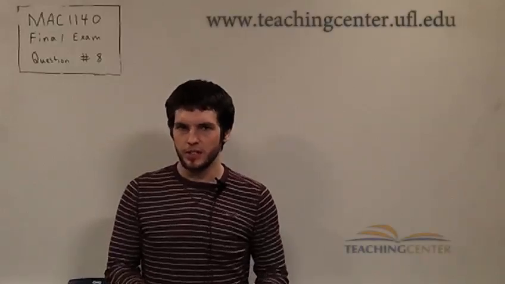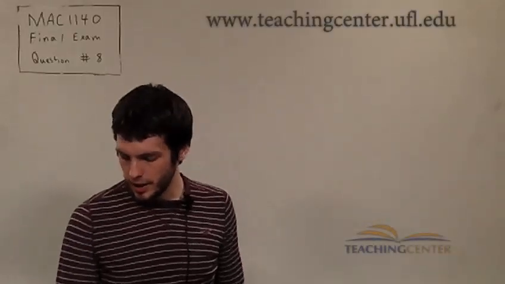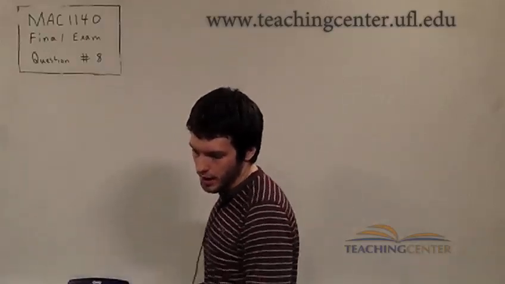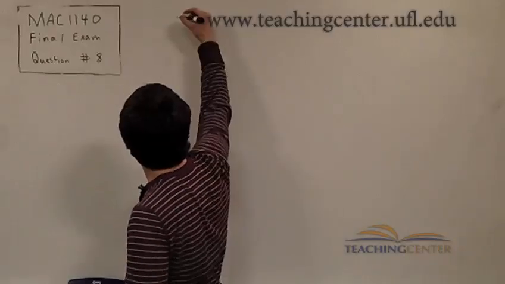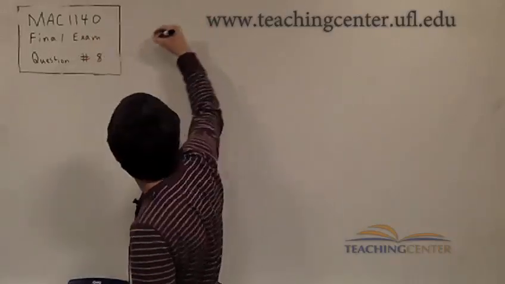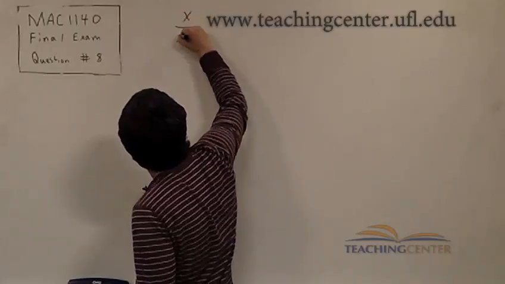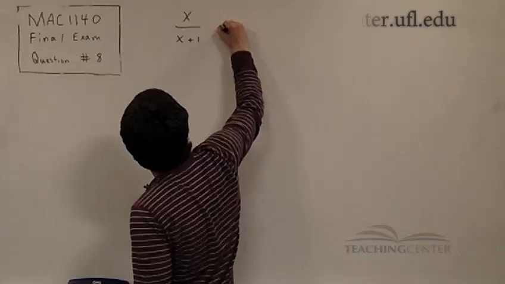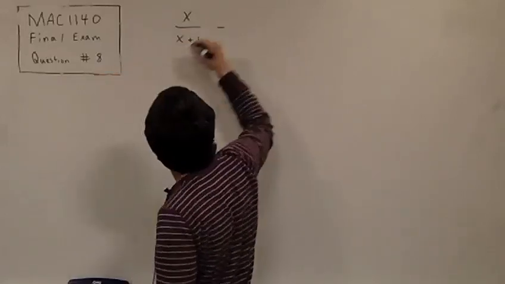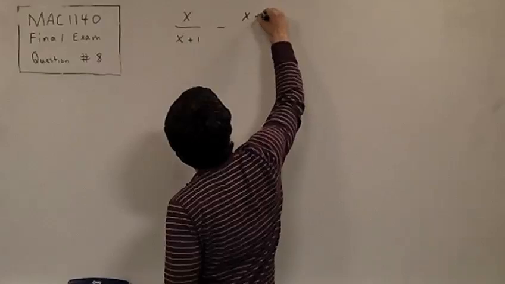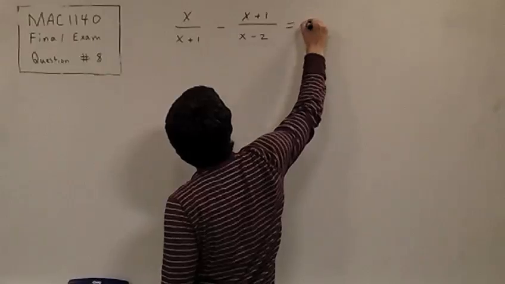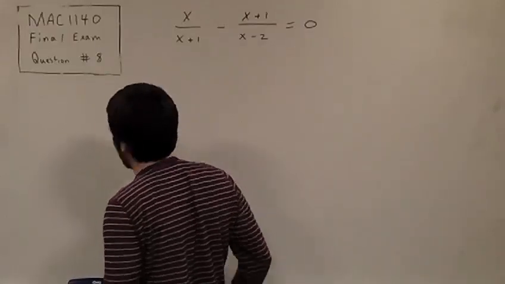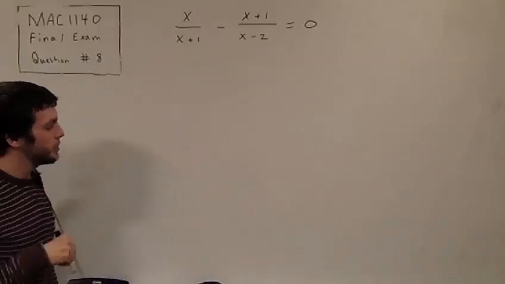This is the MAC 1140 final exam, question 8. It says to solve the equation, and the one that it gives is x over x plus 1 minus x plus 1 over x minus 2 equals 0.